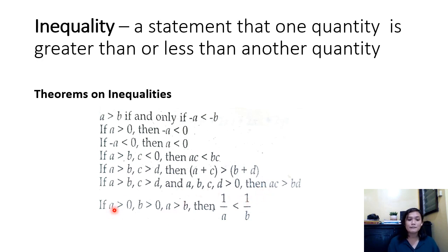So if A is greater than 0 and B is greater than 0, but A is greater than B, then 1 over A is less than 1 over B. So these are the theorems for inequalities. So much for the inequalities. Let's proceed to the next topic.